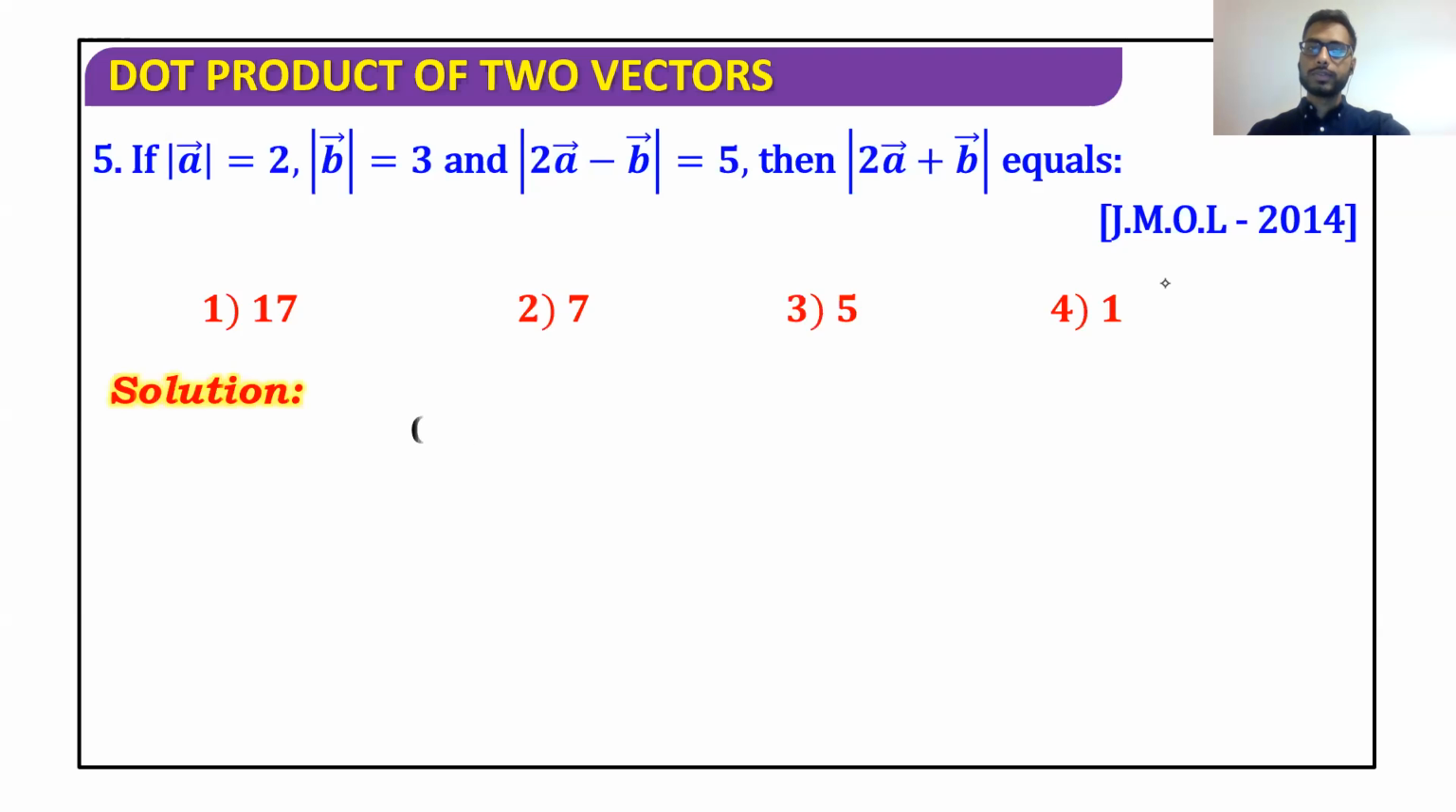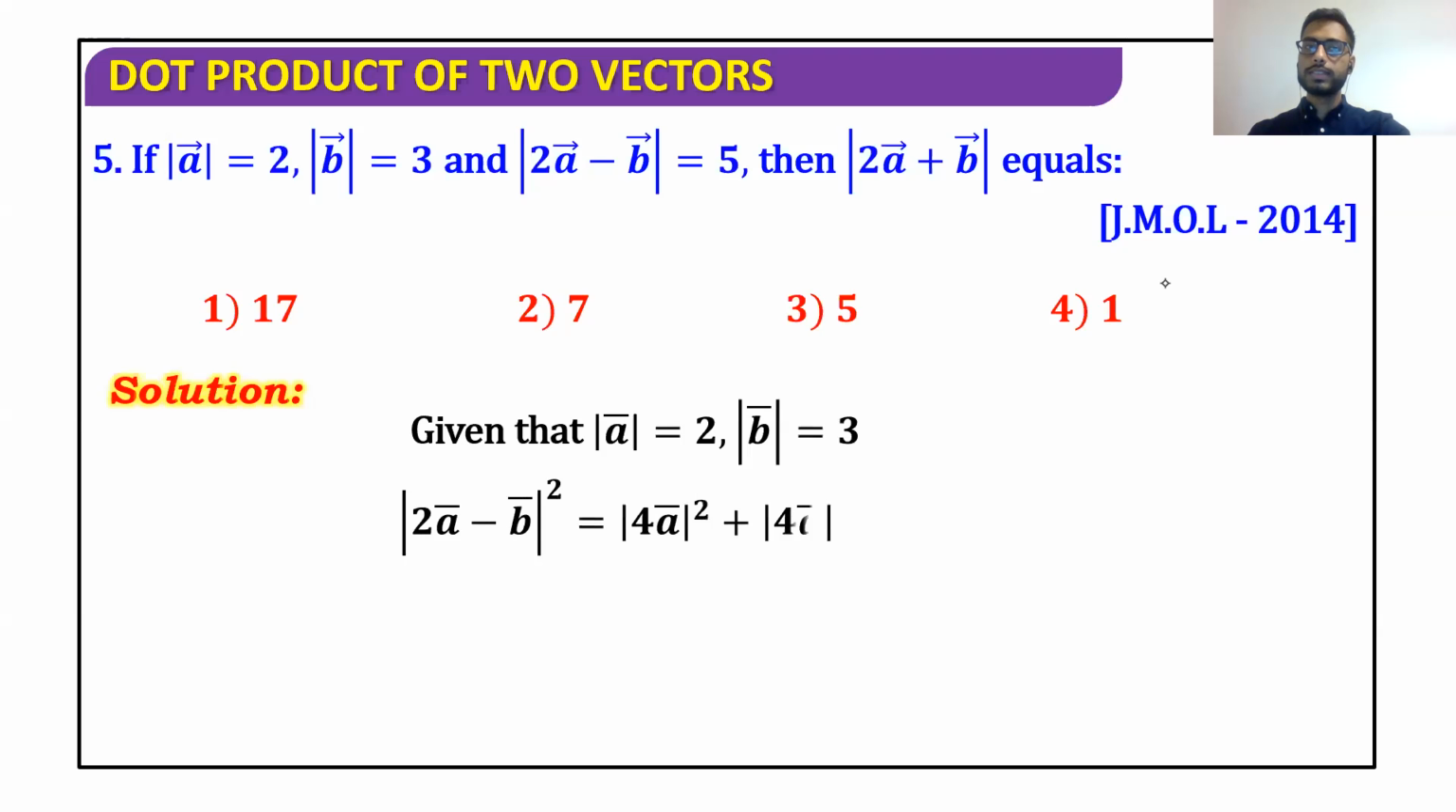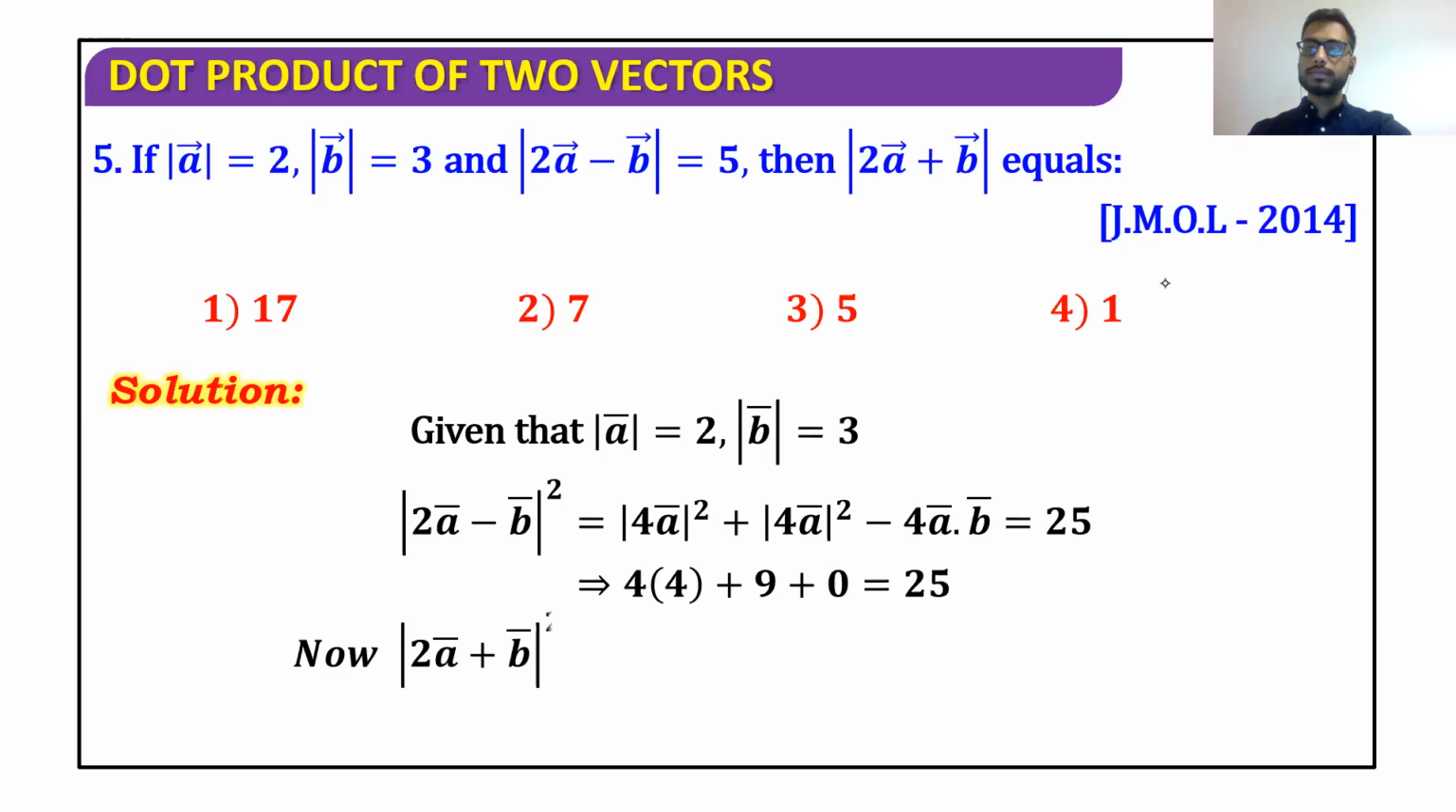So let's see the solution for this one. Magnitude of a is given as 2, magnitude of b is given as 3, and 2a minus b is 5, therefore squaring on both sides, we get 25 is equal to 4a square plus, there is a printing mistake, it should be b square minus 4 dot ab.